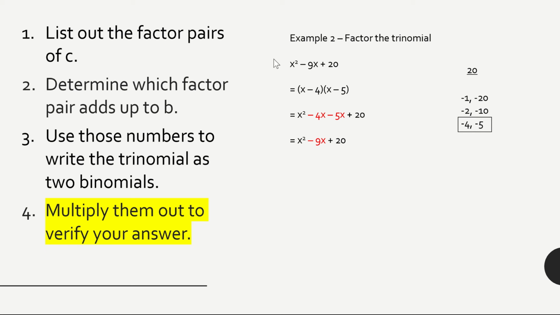And so notice that that's actually the original trinomial as well. So because these two are the same, we verified the solution. So the solution is going to be x minus 4 times x minus 5. So that's how you factor quadratic trinomials.